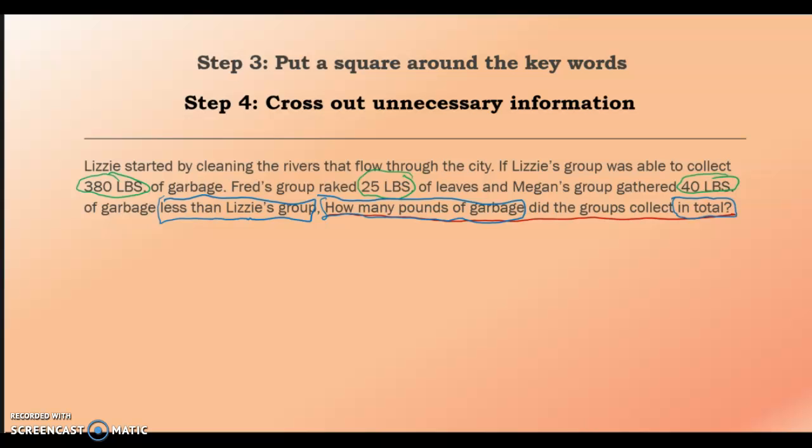Next, we need to cross out any unnecessary information that might be in our word problem. We will be crossing out Fred's group raked 25 pounds of leaves because we are not being asked about the leaves, we are being asked about the garbage. By crossing out the 25 pounds of leaves, we know we do not need to be working with that number.